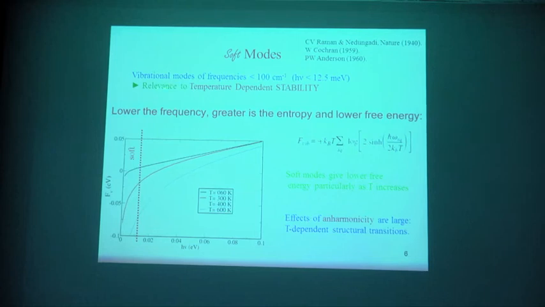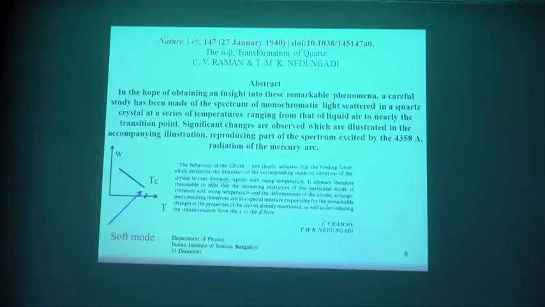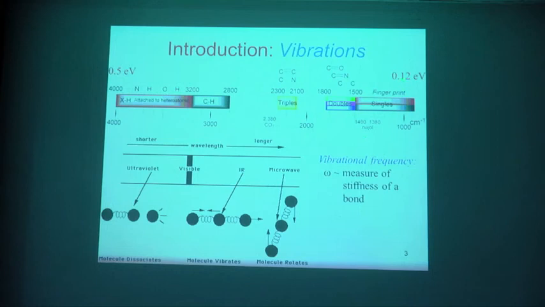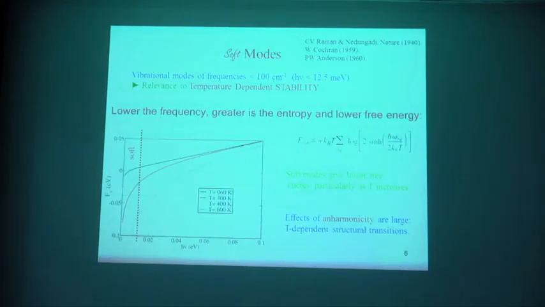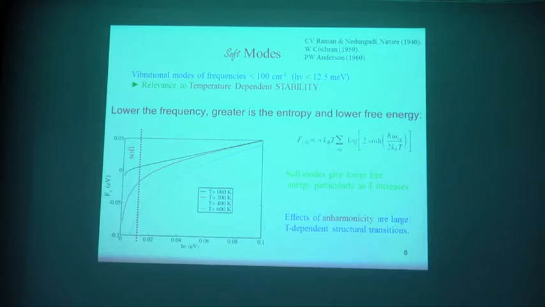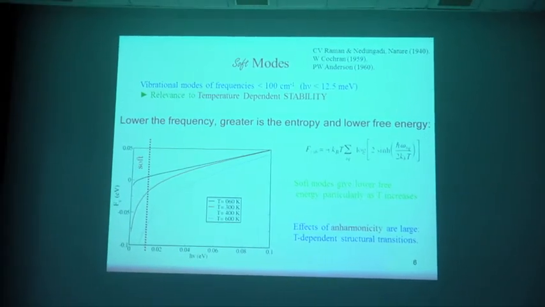These are typically vibrational modes less than 100 inverse centimeter, and 100 inverse centimeter means about 12.5 meV, a very small energy scale. And this is much smaller than the first spectrum that I showed you earlier. Here we stopped at 100 meV. Here we are talking about phonons which are below 10 meV. Very soft, low energy phonons. Now why are they important? They are very crucial to the temperature dependent stability of a material.